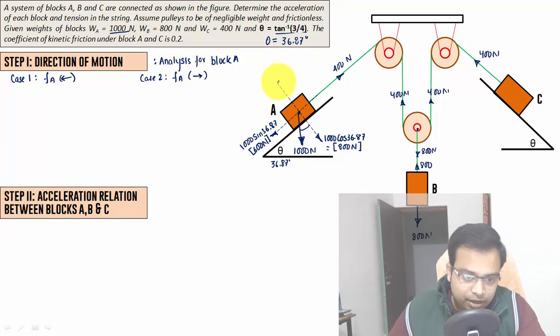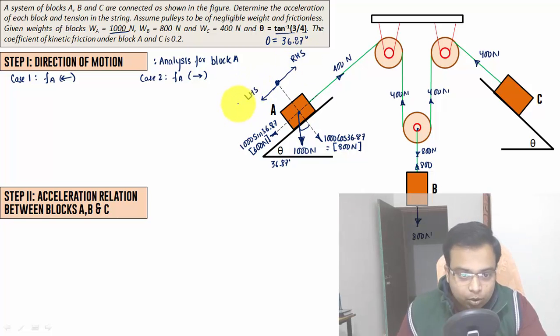Let me make a scale over here, make a bigger dot. So this is the left hand side portion and this is the right hand side portion. We're going to take into account all the forces acting on the LHS, and all the forces acting on the RHS. If LHS is more than RHS, then we'll say that block A moves downhill. And if RHS is more than LHS, we'll say that the block moves uphill or up the plane, right?